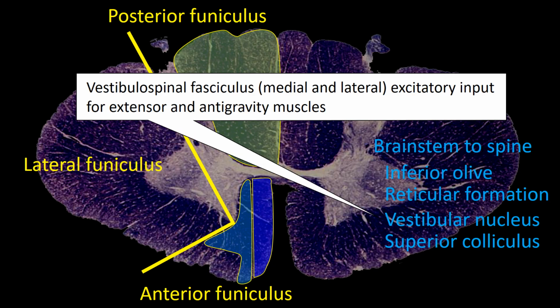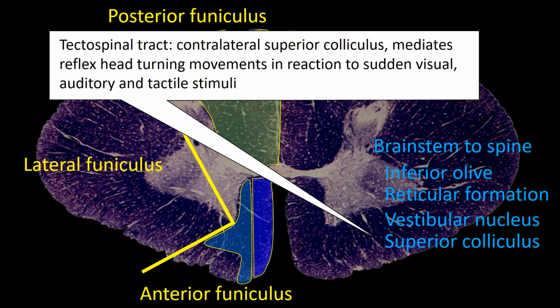Another nuclei that projects to the spine from the brainstem is the vestibular nuclei. The nuclei from these tracts provide excitatory input for extensor and antigravity muscles. And from the tectum, the tectospinal tract arises from the contralateral superior colliculi, crossing in the brainstem and mediating head-turning movements in reaction to sudden visual, auditory, and tactile stimulations.